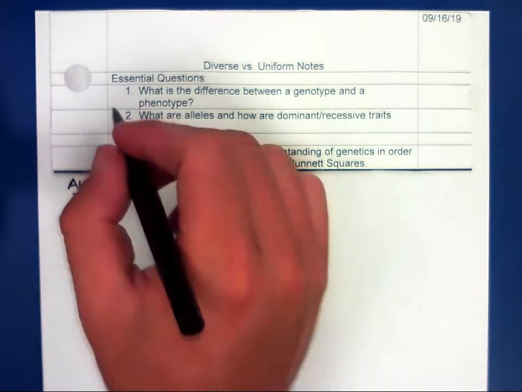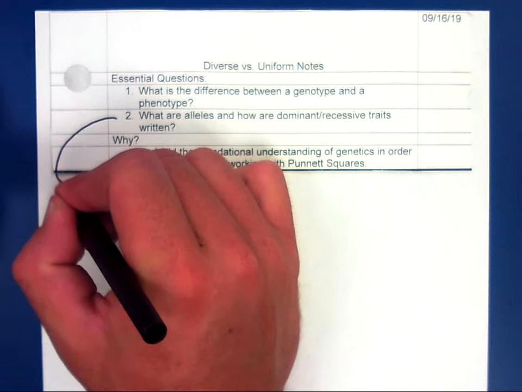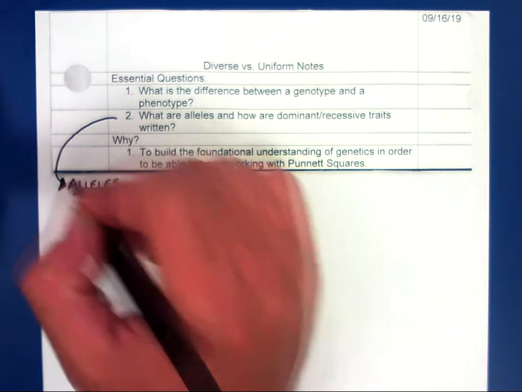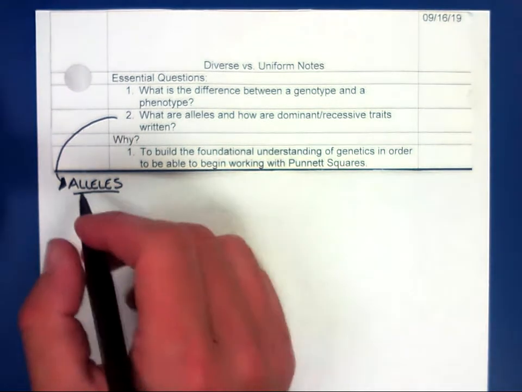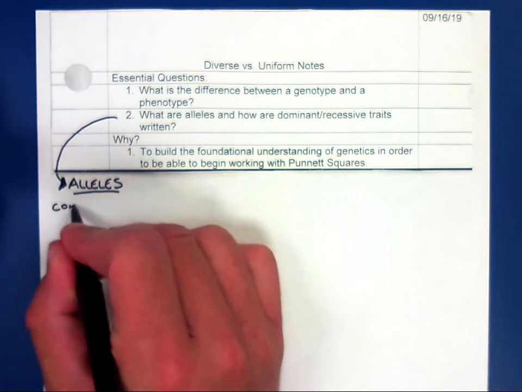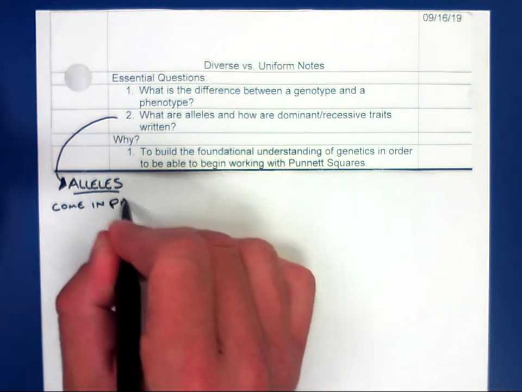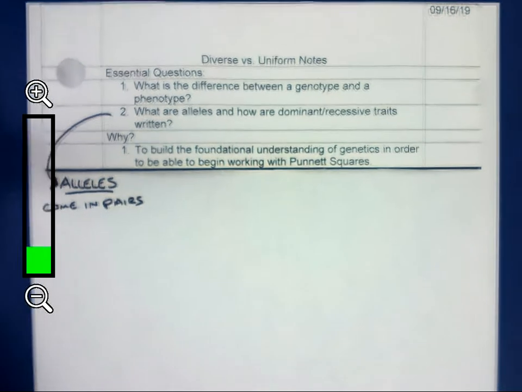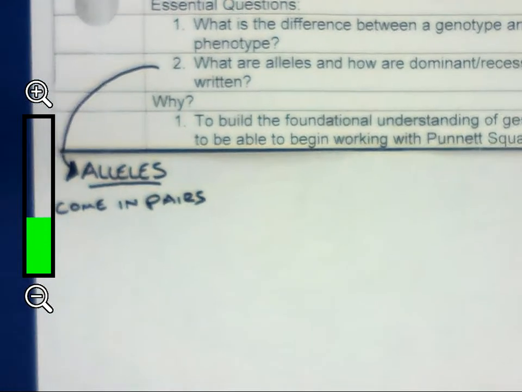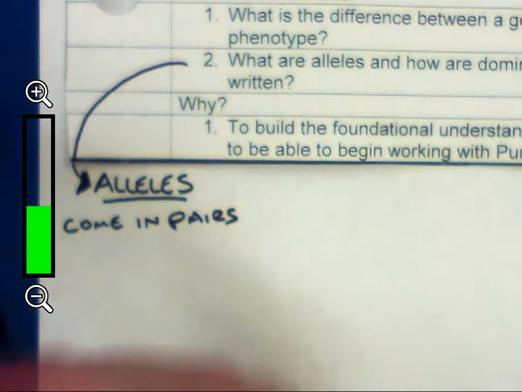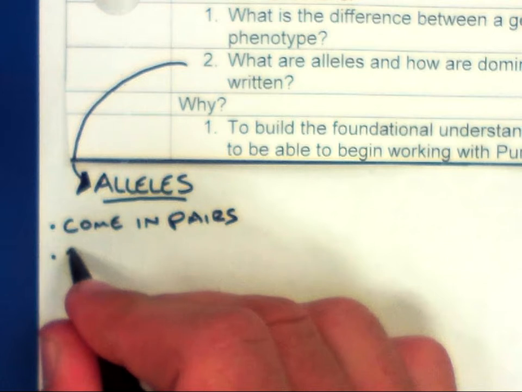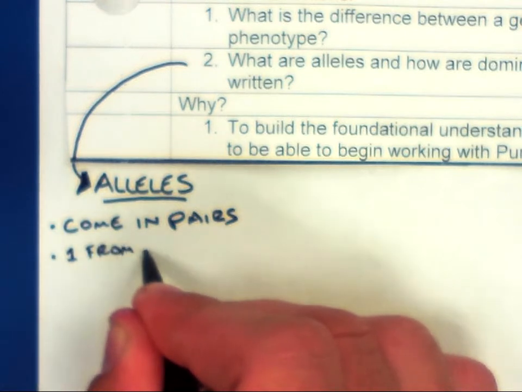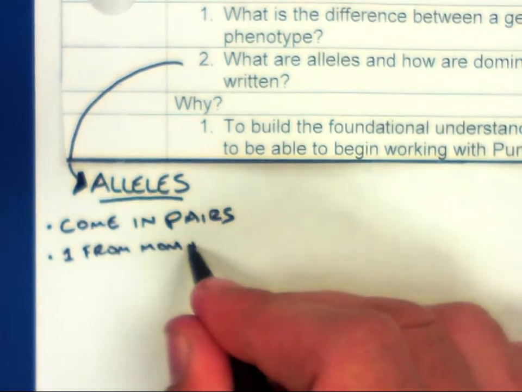Okay, so the first thing we're going to answer is essential question number 2, and we're going to do that right here. So alleles. What are alleles? Well, alleles come in pairs. So you have them in your body in pairs. And I'm going to zoom that in for y'all. All right. And where do you think you get your pairs from? You get one from who? Yep, one from mom and one from dad.